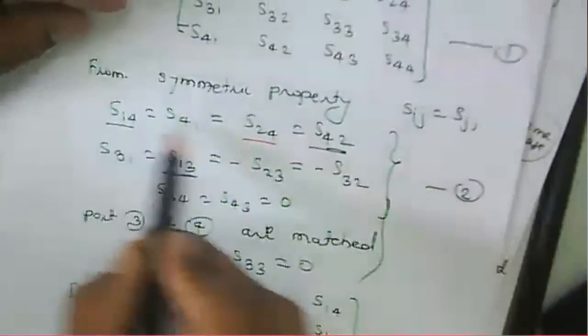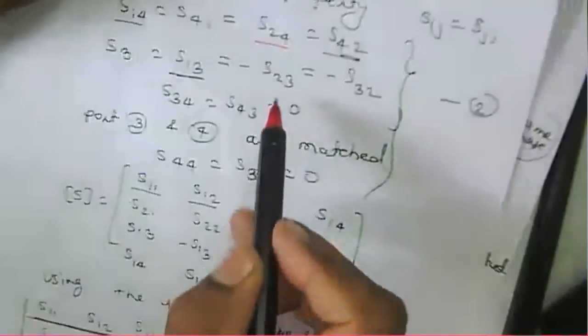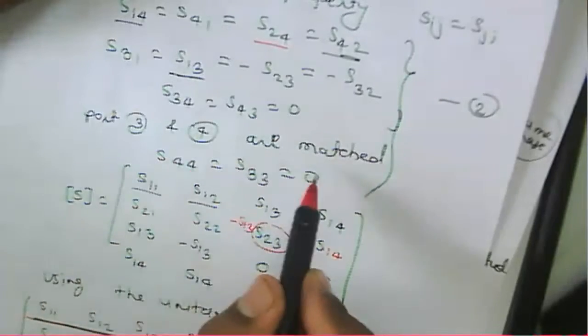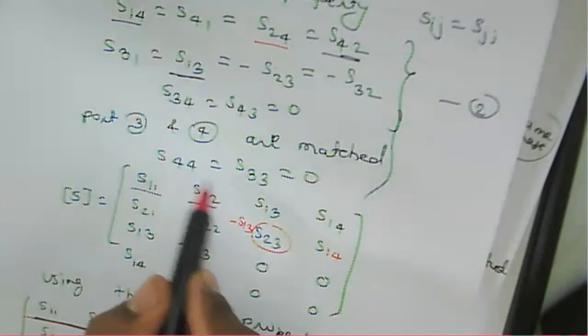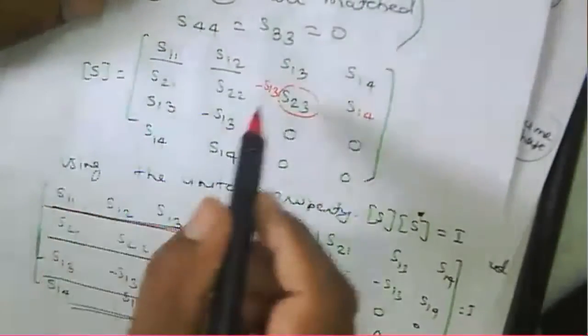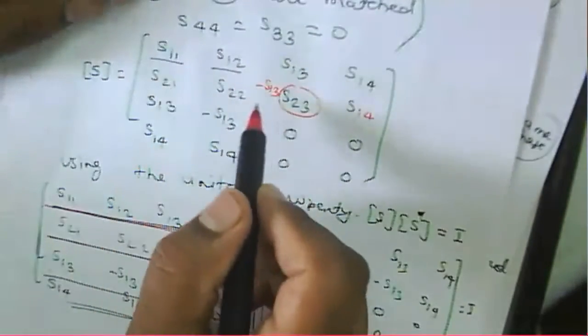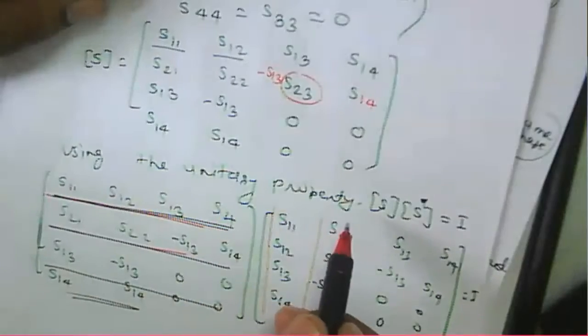And using this, we found here S34 is equal to S43 is equal to 0. And then we write the S matrix there. Then using different properties, the symmetric property, we obtain these equations. After that, we consider that port 3 and port 4 are matched, and for the matching condition, we can say S44, S33 become 0. We use all the values we obtained from the symmetric properties and put them in the S matrix and then apply the unitary property.